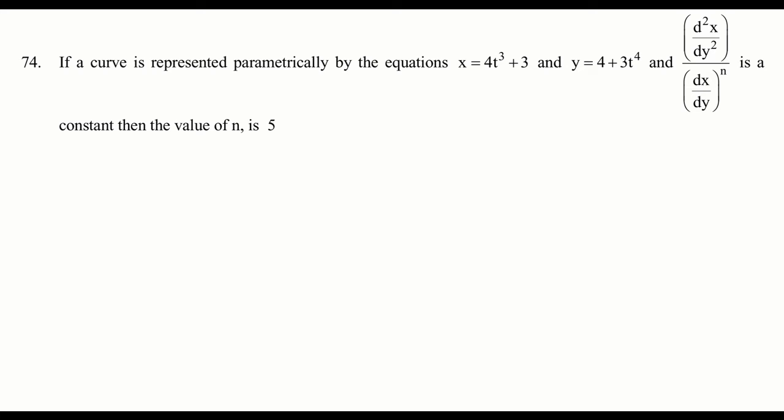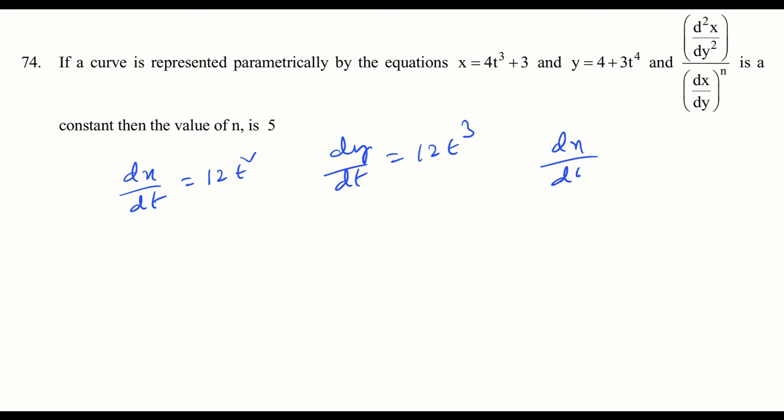Okay, coming to this problem, it's a simple one. We have dx/dt is equal to 12t², and dy/dt is equal to 12t³. So I have dx/dy is equal to 12t² by 12t³. There we'll get it as 1/t.